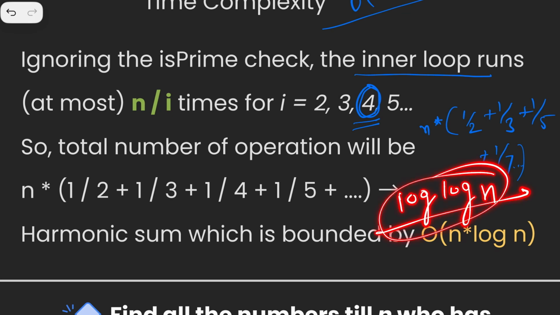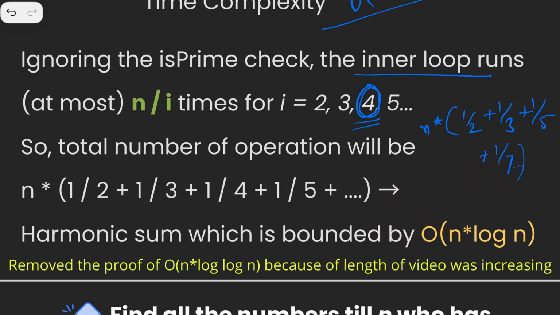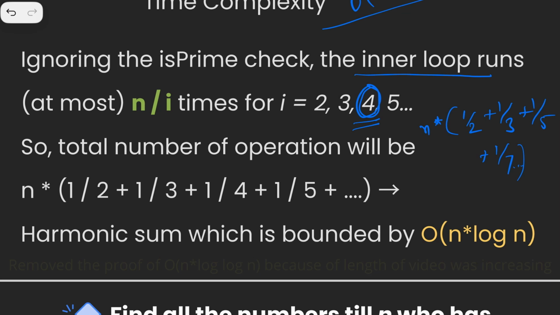Now how exactly do we arrive at log of log n? Well, there is an involvement of some kind of integration and calculus here, so I'm not going to deep dive. We can deep dive, but the length of the video will increase. Hence, the most important fact is that we are not processing the inner loop for every single i. We are processing only for the prime numbers, right? And that actually reduces our time complexity from log n to log of log n.